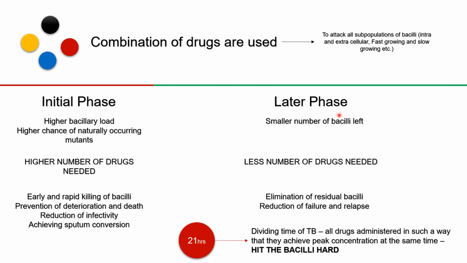We have to remember one number, that is 21. 21 hours is the dividing time of tuberculous bacilli. So all the drugs are administered in such a way that they achieve peak concentration at the same time so that we can hit the bacilli hard. That's why all the anti-tubercular drugs, first line drugs mainly, are taken once daily early in the morning.